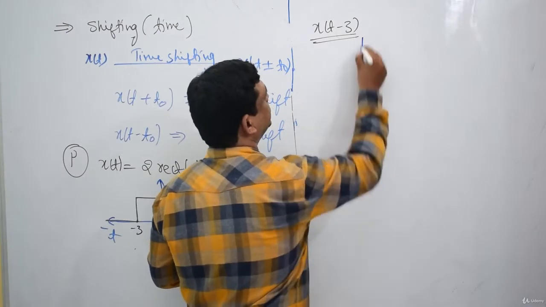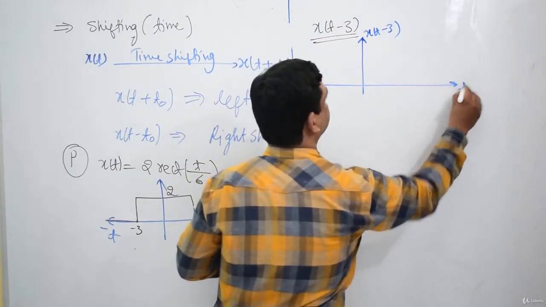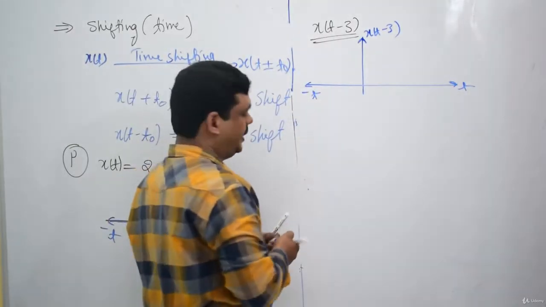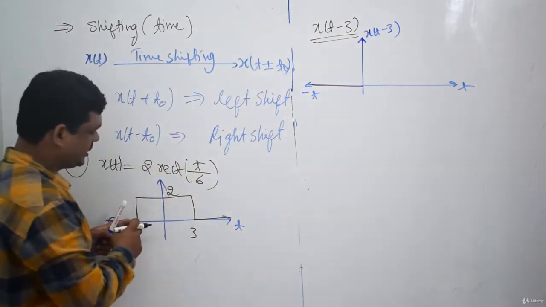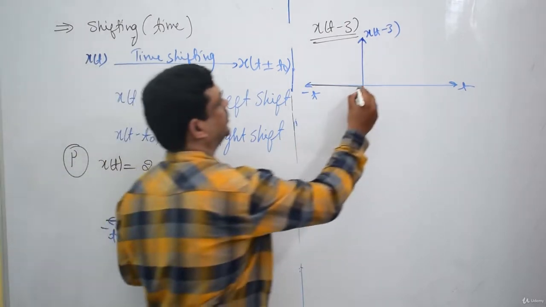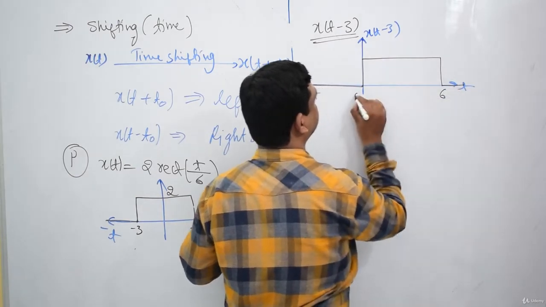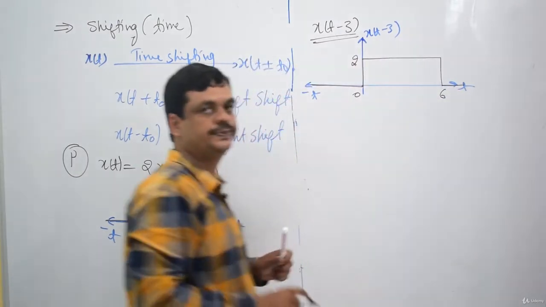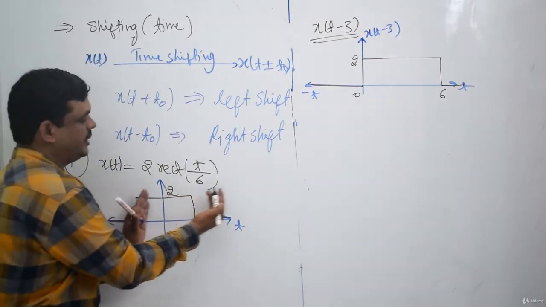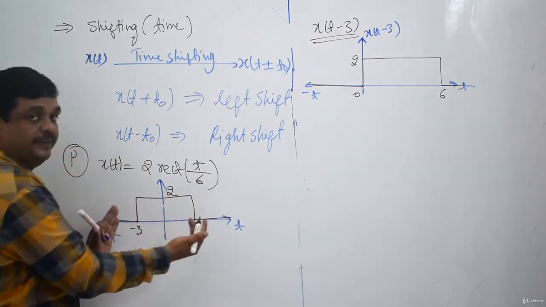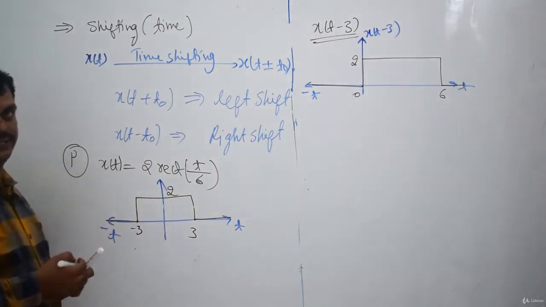Now x of t minus 3 is not defined on the negative side here. Now it starts from 0 onwards because this is completely shifted right side 3 times. So 0 up to 6. From 0 to 6, this amplitude is 2. Function shape is as it is here, but this complete function is shifted right side like this. Total time period is same. Here 6 time period is there. After shifting, time period is 6, but time limits are changed.